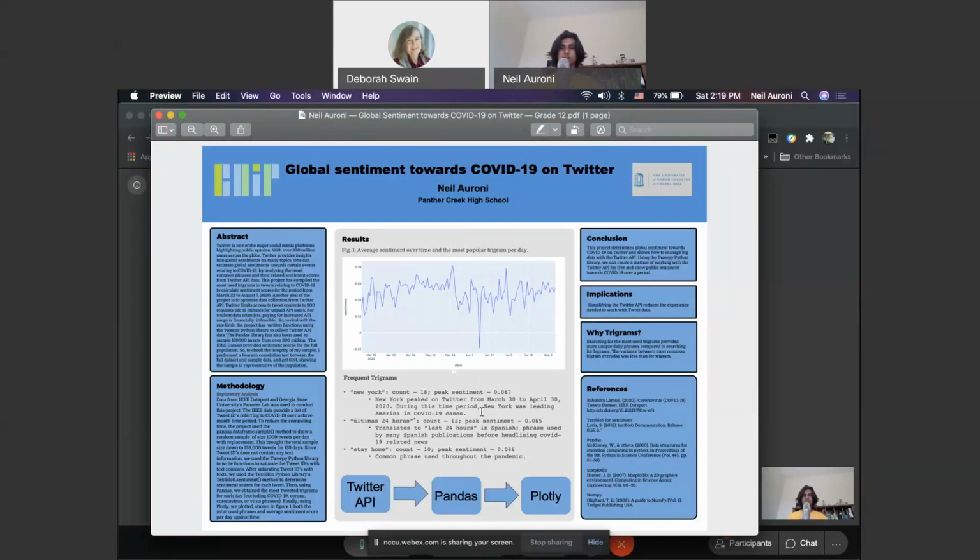So what does this implicate? Simplifying the Twitter API reduces the experience needed to work with tweet data. Rather than working with a big, impossible to compute amount of data, using the methods that I created will reduce the compute time greatly.